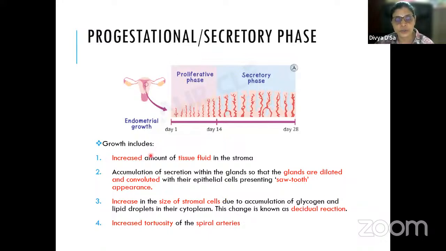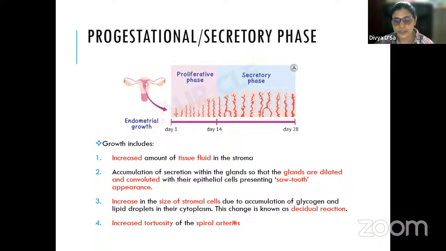So here the growth includes an increased amount of tissue fluid in the stroma. So that is one change. Next are the secretions. There is accumulation of secretion within the glands, so the uterine glands become dilated and convoluted. And that gives the appearance of sawtooth. In histology, we can make out the sawtooth appearance of these glands.